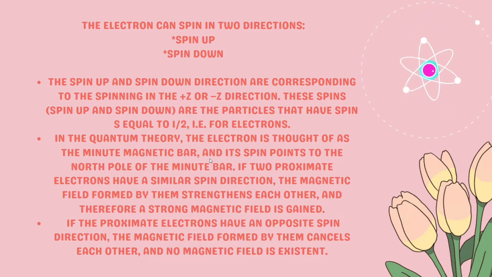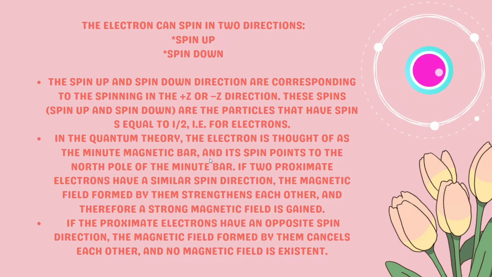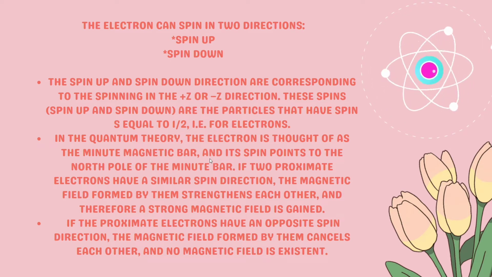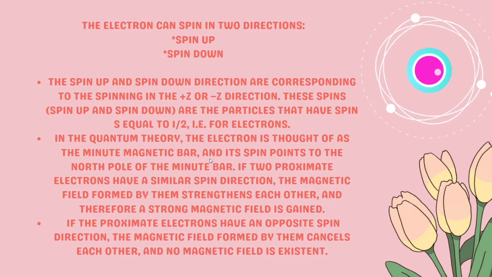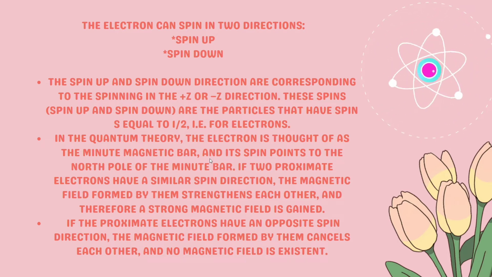In quantum theory, the electron is treated as a minute magnetic bar and its spin points to the north pole of the minute bar. If two proximate electrons have a similar spin direction, the magnetic fields formed by them strengthen each other and therefore a strong magnetic field is gained. But if the proximate electrons have opposite spin directions, the magnetic fields formed by them cancel each other and no magnetic field exists.